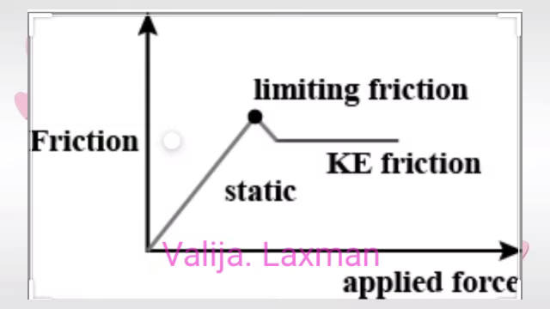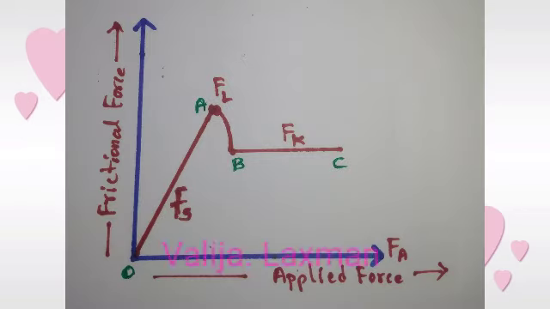Static friction. Now we can draw one graph by taking the applied force on the x-axis and frictional force on the y-axis. You will find the graph as shown in the figure. In the graph, from point O to point A it indicates static friction, and point A, the maximum value of static friction, is called limiting friction. And if the applied force exceeds limiting friction, then the body will slide, and in the graph from point B to point C is called kinetic friction.